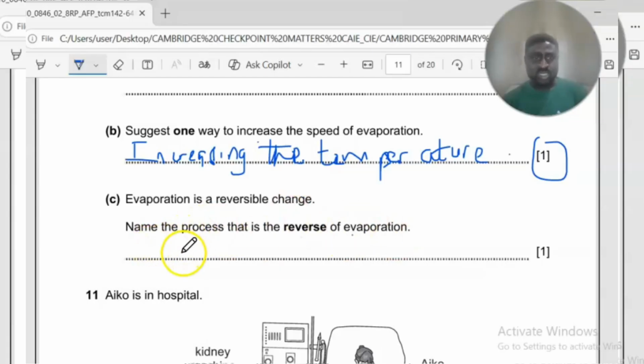So the question says, name the process that is the reverse of evaporation. So when substances change to gaseous or vapor states, how can they be returned back to their original form? The expected response to this question is simply the process of condensation. Condensation.